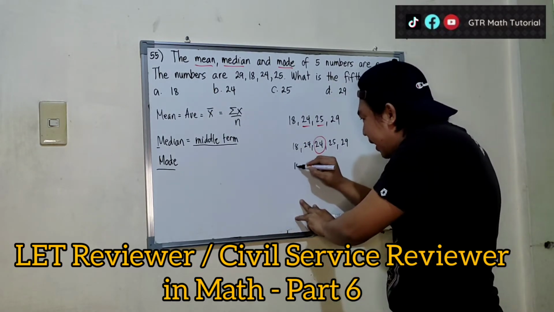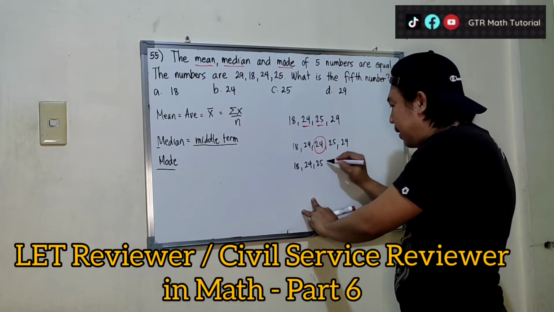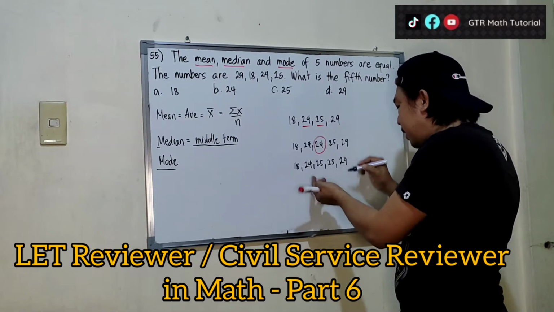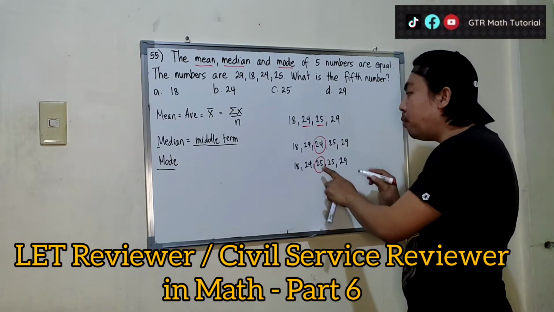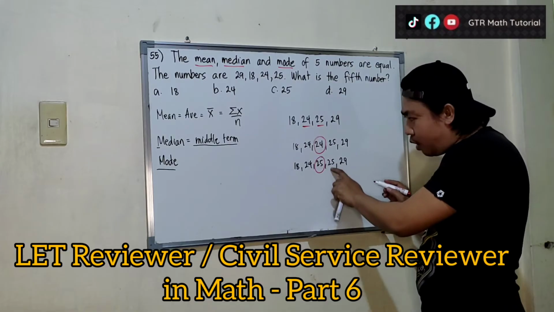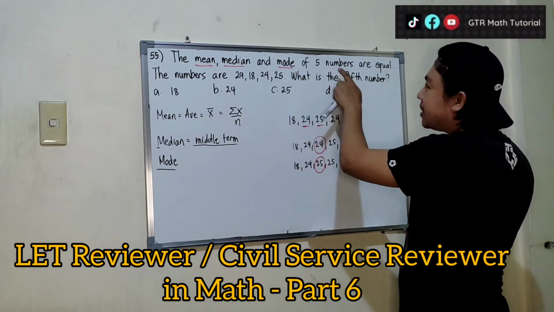So, pwede rin kasing maging 18, then 25 naman yung mauulit. So, dalawang 25, 29. So, ganun pa rin. Ang median natin is middle term, 25. Ang mode natin ay 25 pa rin dahil dalawa yung 25. Okay? So, pero sabi, parehas din daw yung mean.